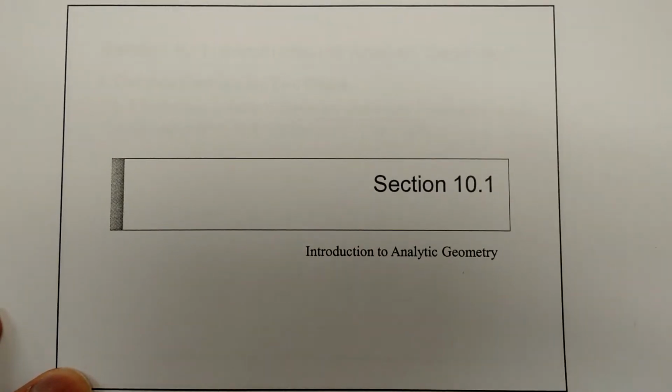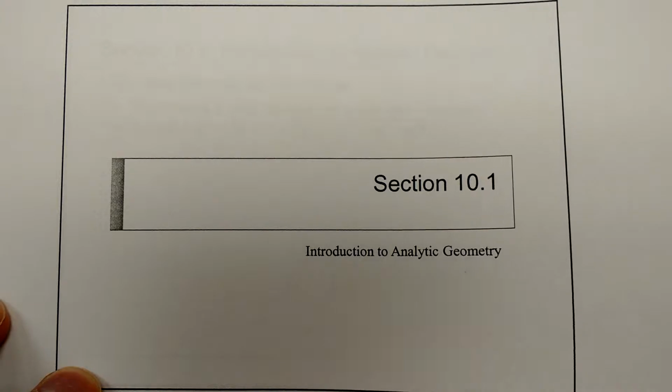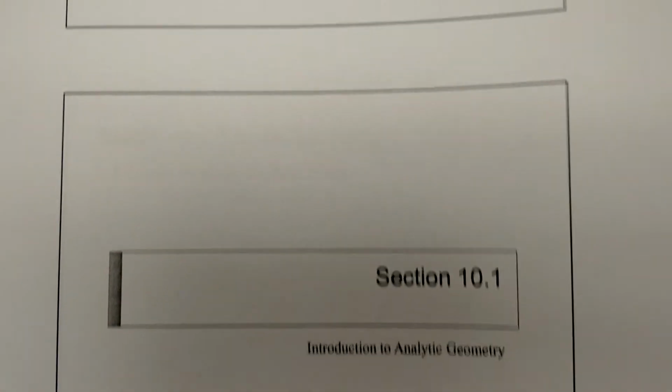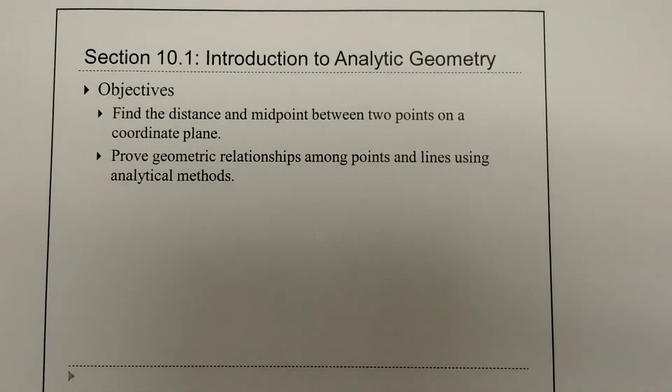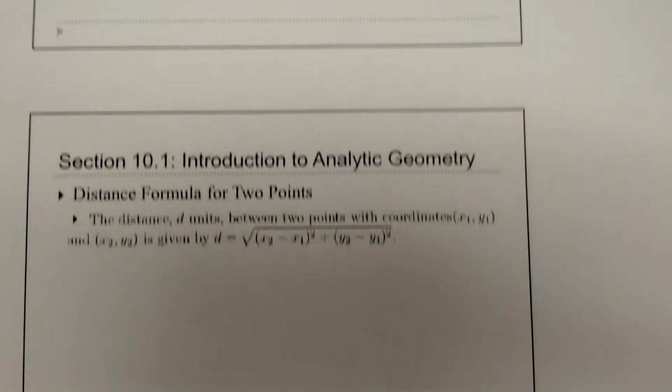The first section here, 10.1, deals with Introduction to Analytical Geometry. This is doing things like midpoint, distance, and determining whether shapes are the given shape or not. So here we have the objectives. Find the distance and the midpoint between 2 points, and then prove geometric relationships among points and lines using analytical methods, so by analyzing the information that you have.